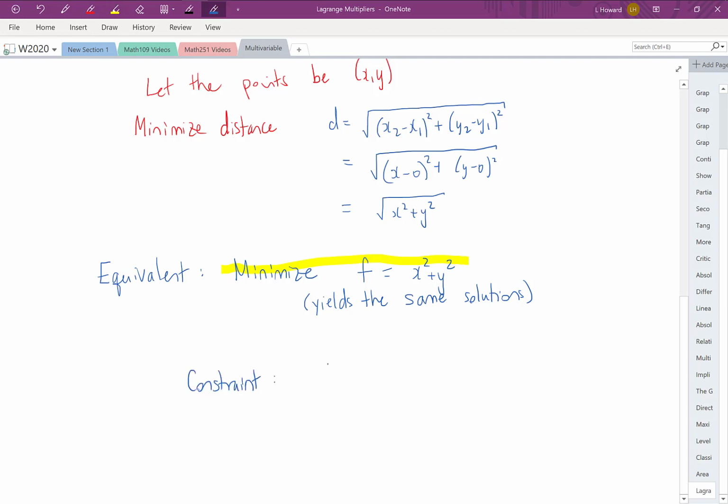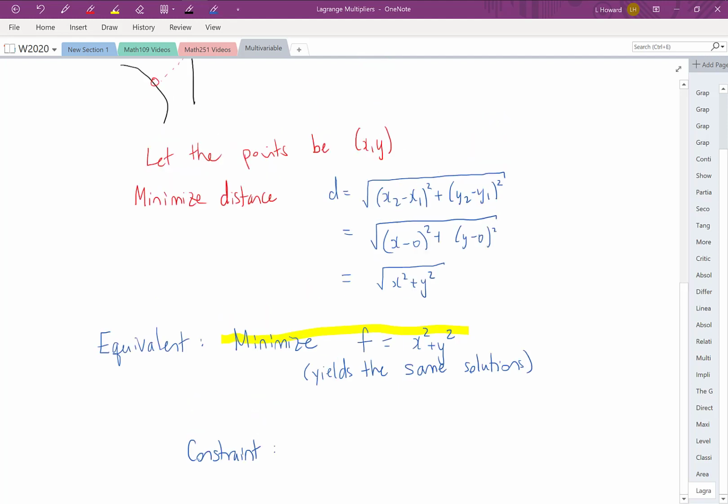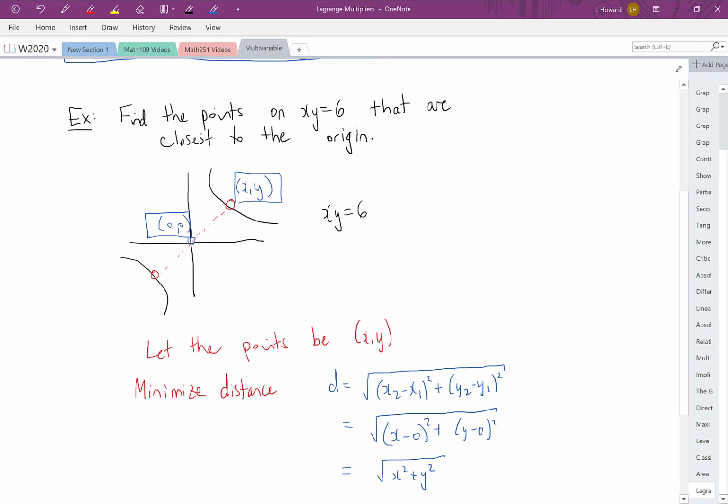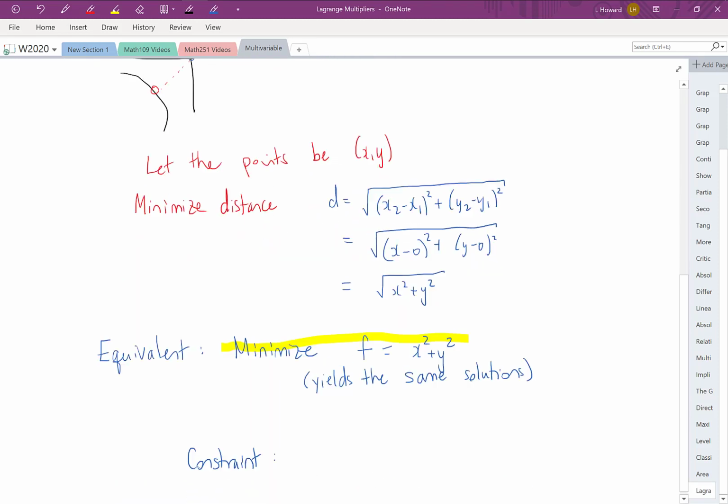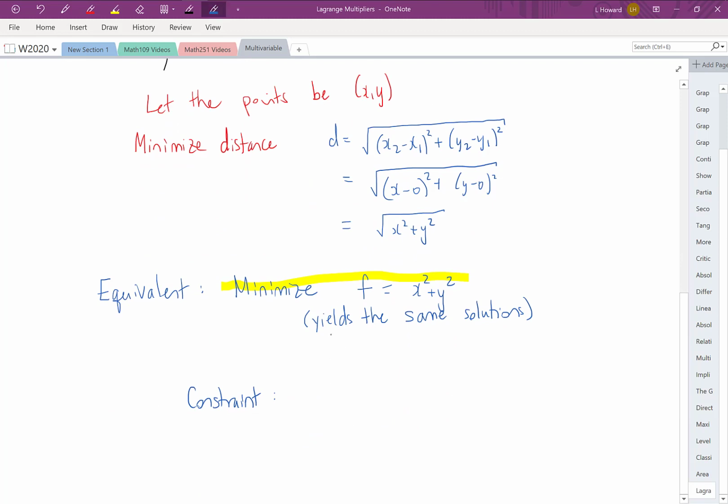So constraint or restriction on the x, y values, the idea is that x, y can't just be any old point. If we look back at our problem and our picture here, remember these points needed to be on the hyperbola. So the constraint is actually just coming from the equation of the hyperbola, xy equals 6.